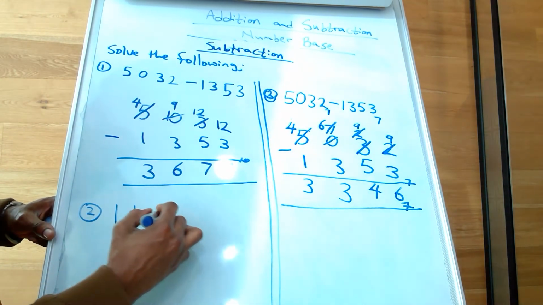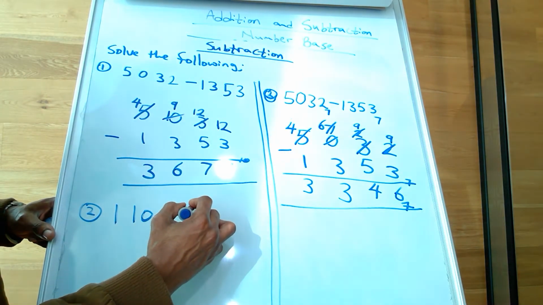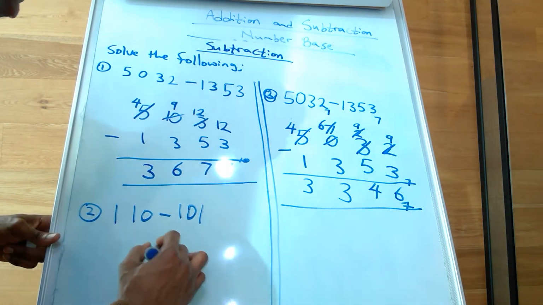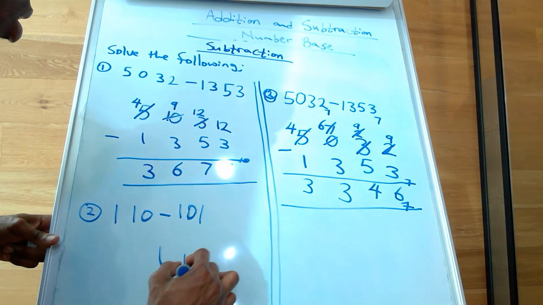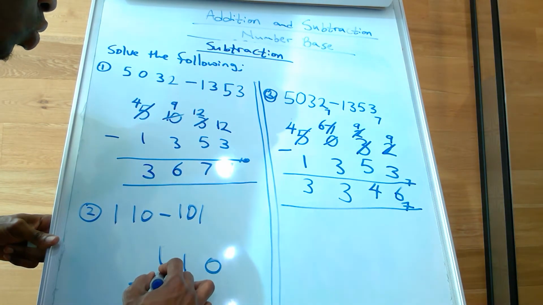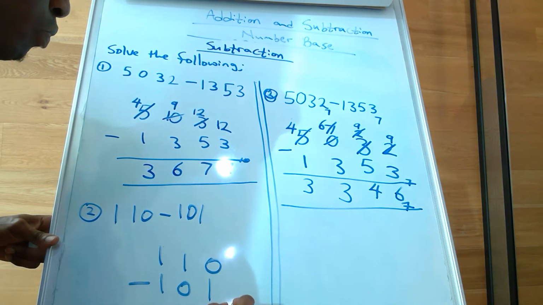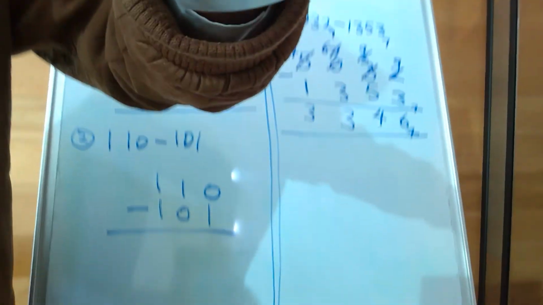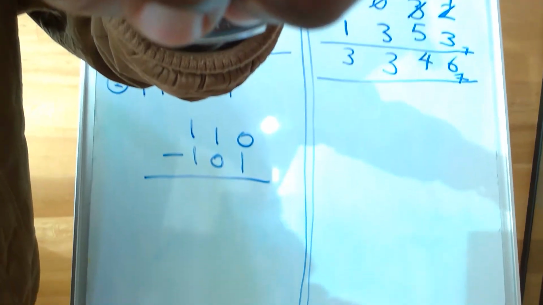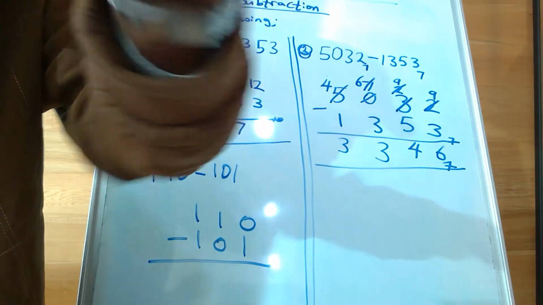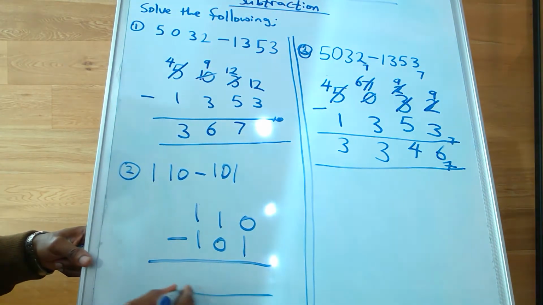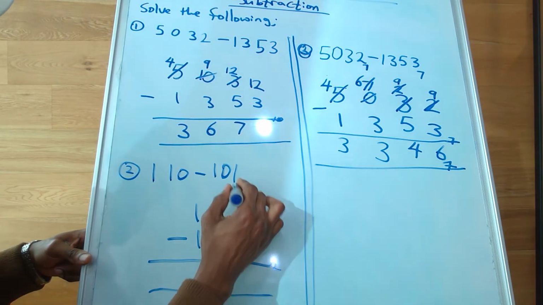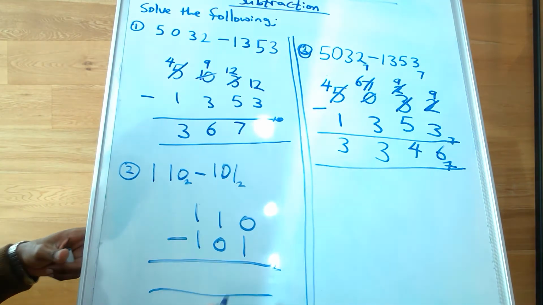111 minus 1101. From what we have here, 110 minus 101. Zero minus 1, this one is base 2, don't forget. This one is in base 2, sorry.